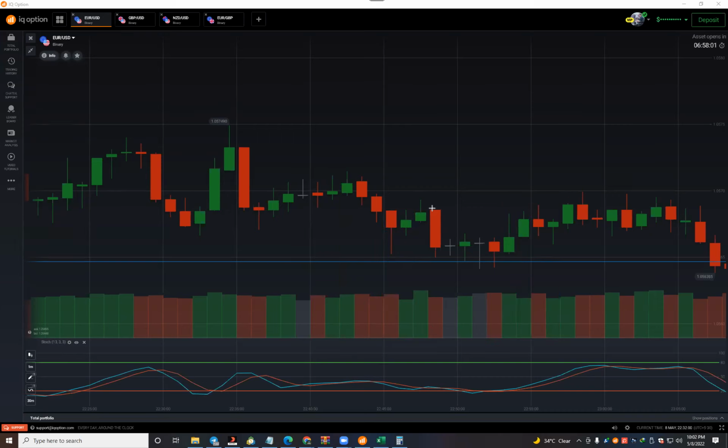Then understand how much space there is from the resistance. This is space, you can understand, right? It means the candle is closing under the resistance, closing under the resistance.